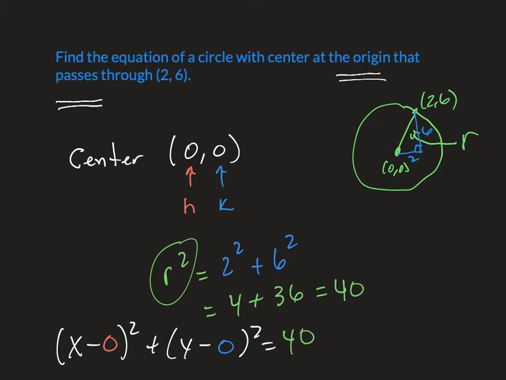And then usually we simplify x minus 0 and y minus 0, since those are easy to compute, and we simply end up with x squared plus y squared equals 40 for the final equation, the simplified form.